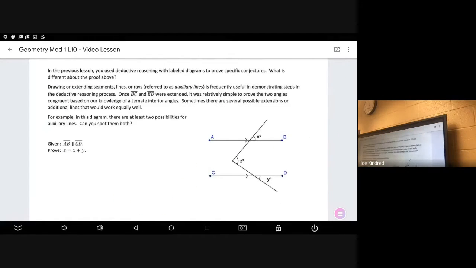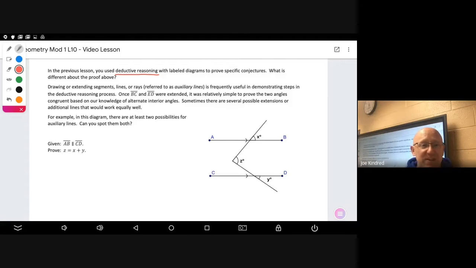In the previous lesson, you used deductive reasoning. Deductive reasoning. It's important. This is a key idea. With labeled diagrams to prove specific conjectures. What is different about the proof above? Well, the difference is you had to draw and extend some segments, lines, and rays. And we've seen that, and they're called auxiliary lines. Well, this is frequently used in demonstrating steps in the deductive reasoning process. Once BC and ED were extended, it was a relatively easy proof.